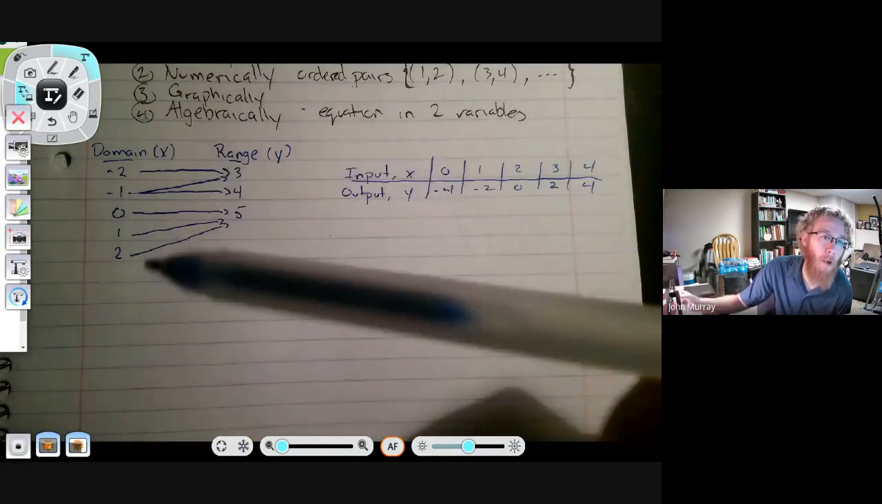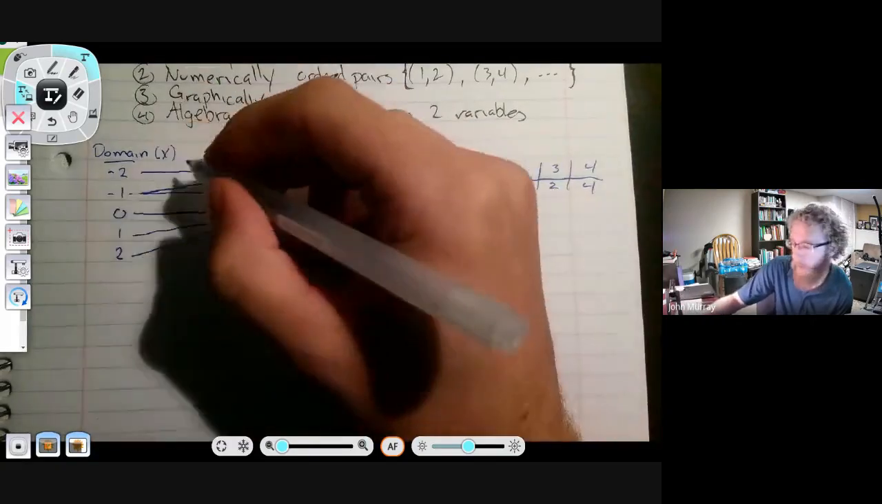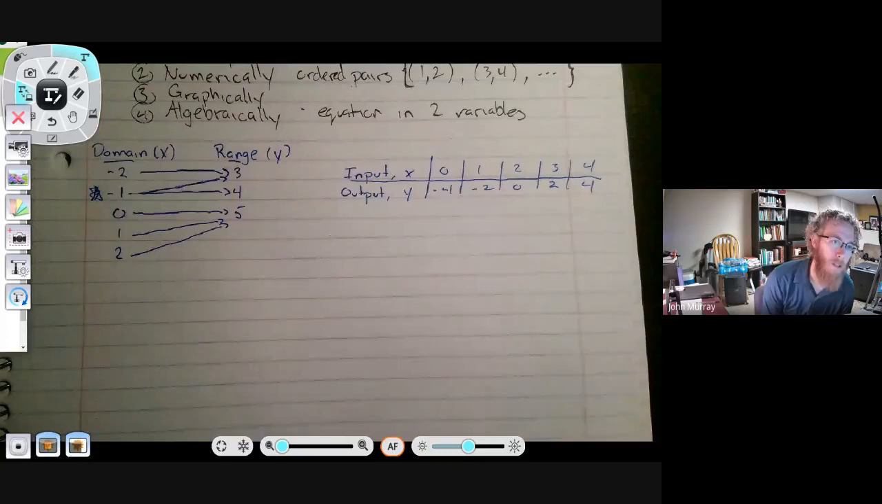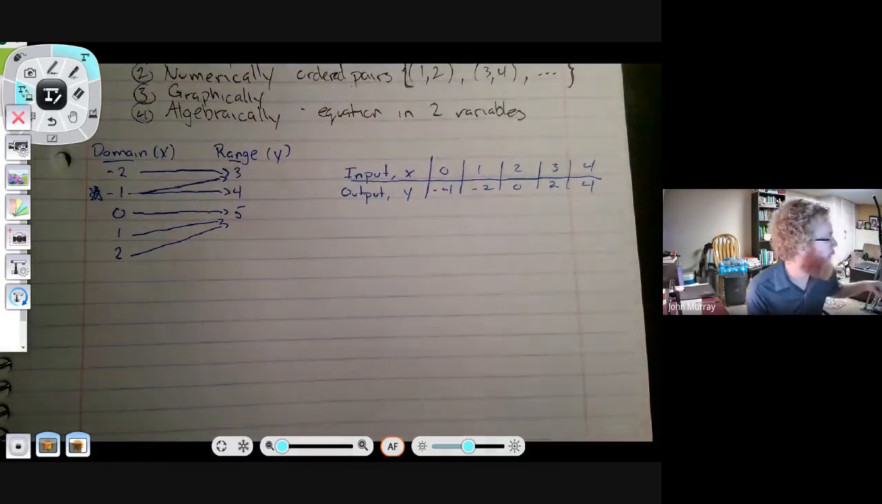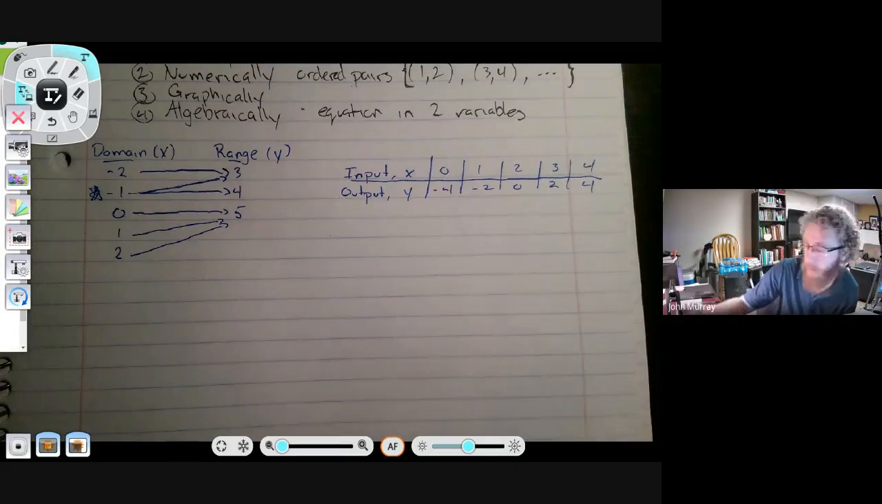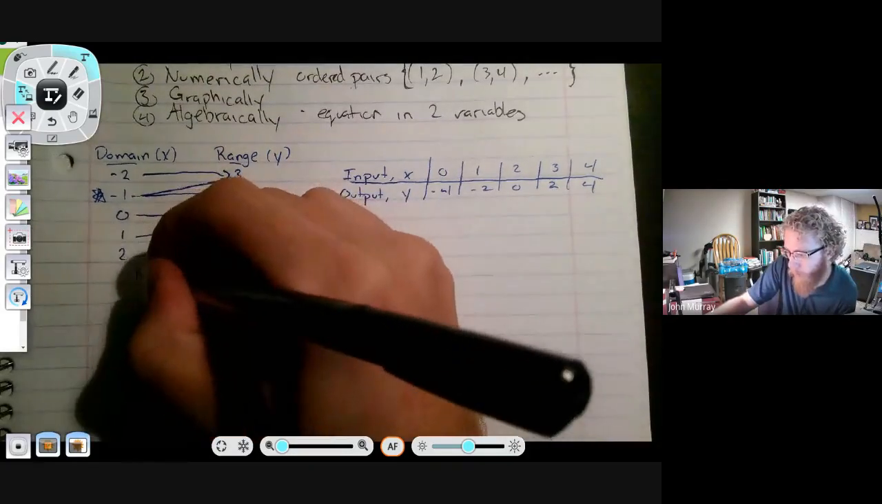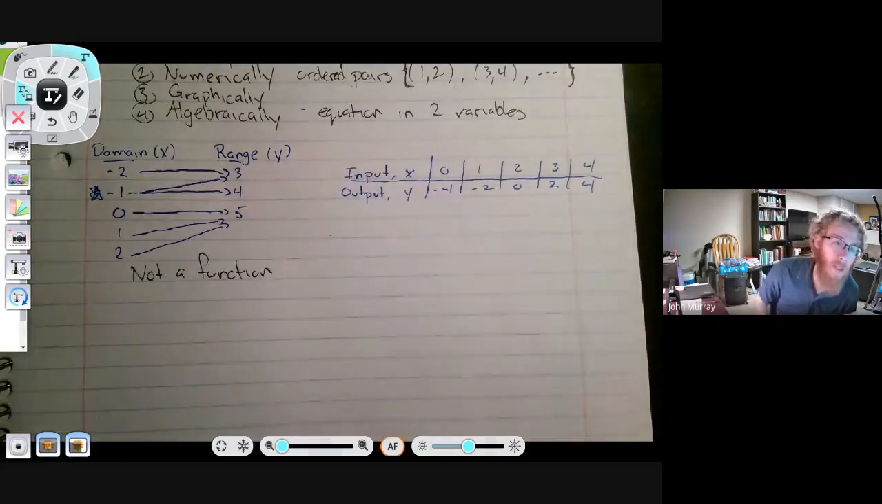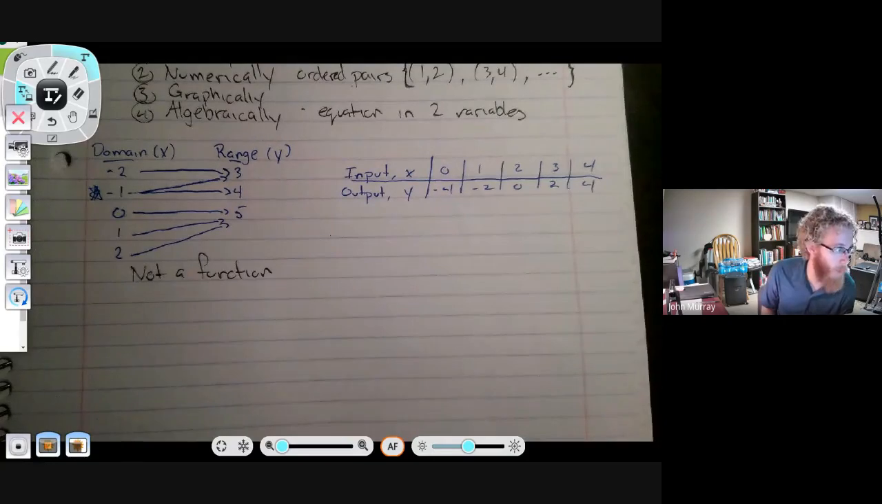That's okay. But our main issue here is at our -1. What's happening with our -1? It has two outputs. So we're going to say that's not a function. And if they asked you to explain, you'd say exactly what you said.